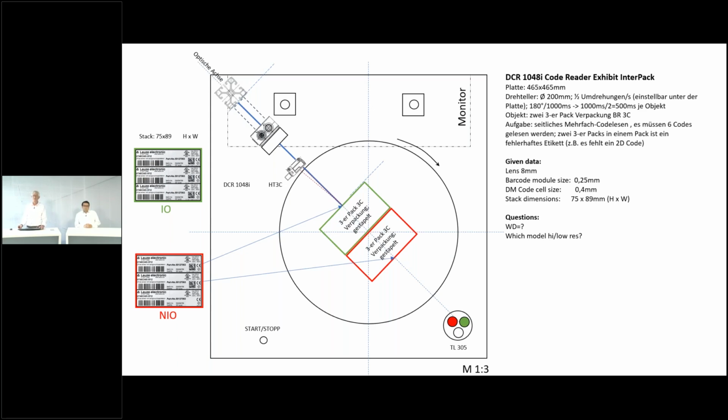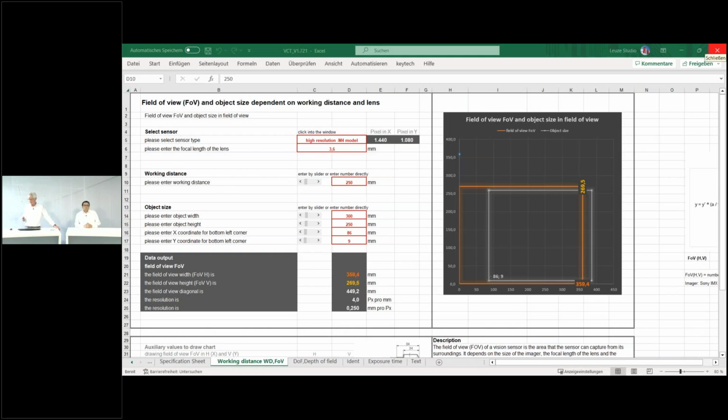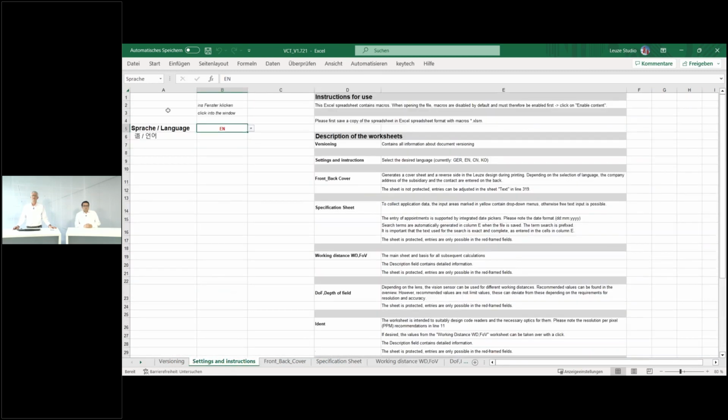So now we can jump over to the Excel sheet, to the VC tool, and it's already opened here. And now the first thing is, where's my mouse? Here we are, mouse pointer. Okay, so the first, very important folder is Settings and Instructions. Please open this folder and go up here, and here you can change your language. Currently, we can offer English, German, Chinese, and Korean.